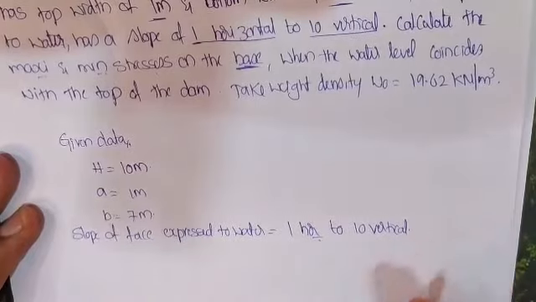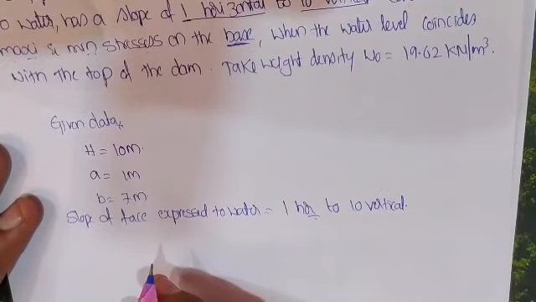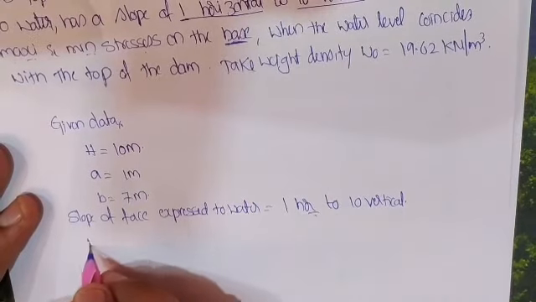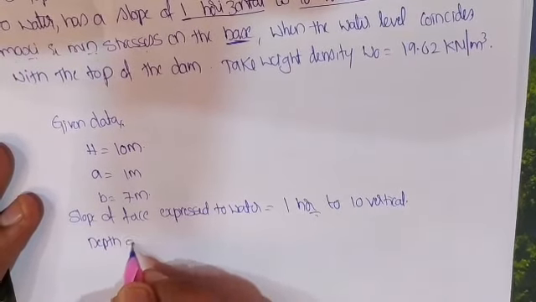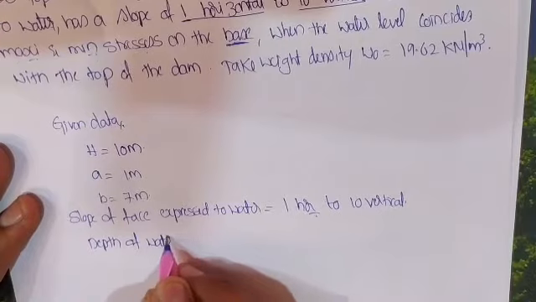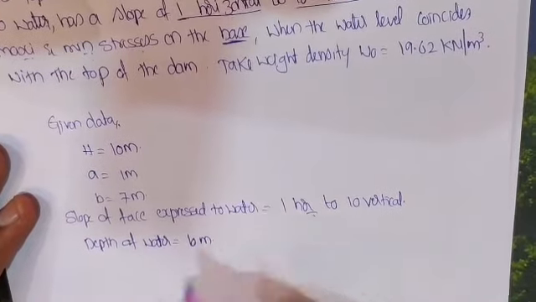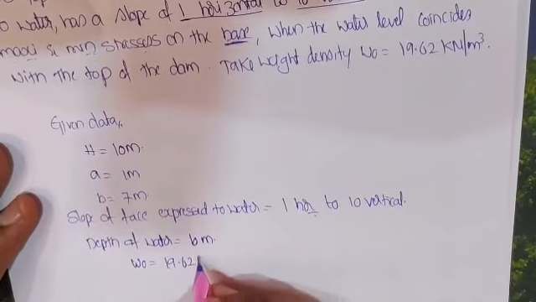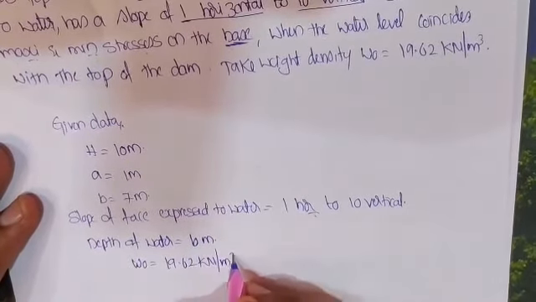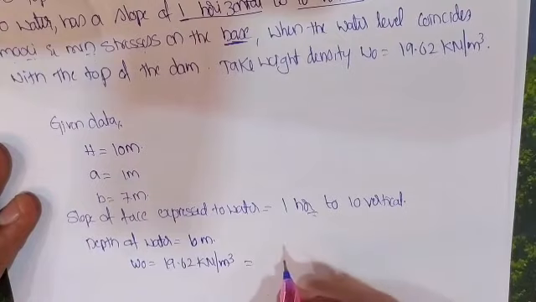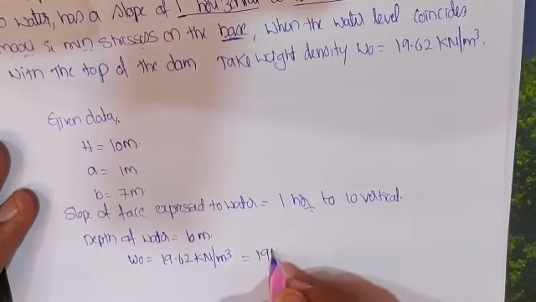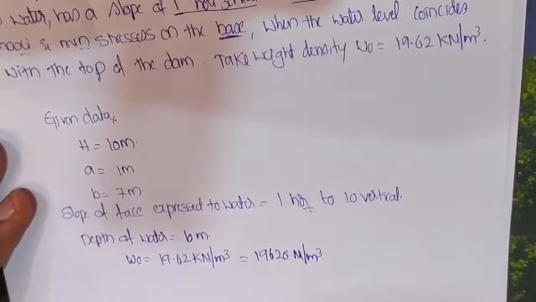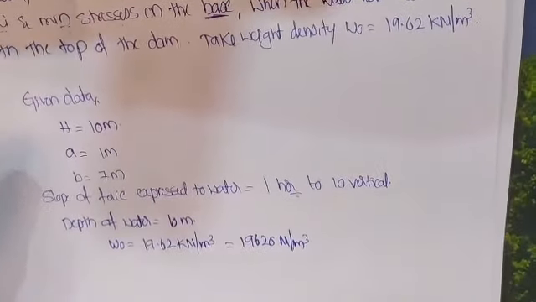So this I will explain in the figure. And next he has given the depth of water. So the depth of water is equal to 10 meters and the weight density W naught is 19.62 kilonewton per meter cube, nothing but if we convert into newtons it will become 19620 newton per meter cube. So this is the given data.